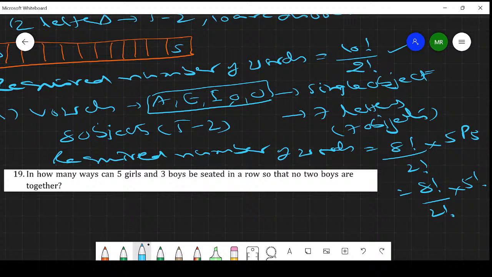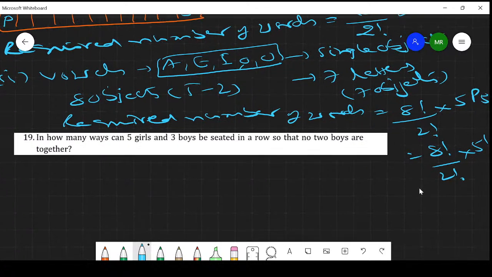I hope you understood that. Now, in the 3 marks problem, I am going to explain the last problem. In how many ways can 5 girls and 3 boys be seated in a row so that no 2 boys are together? They are saying no 2 boys are together.